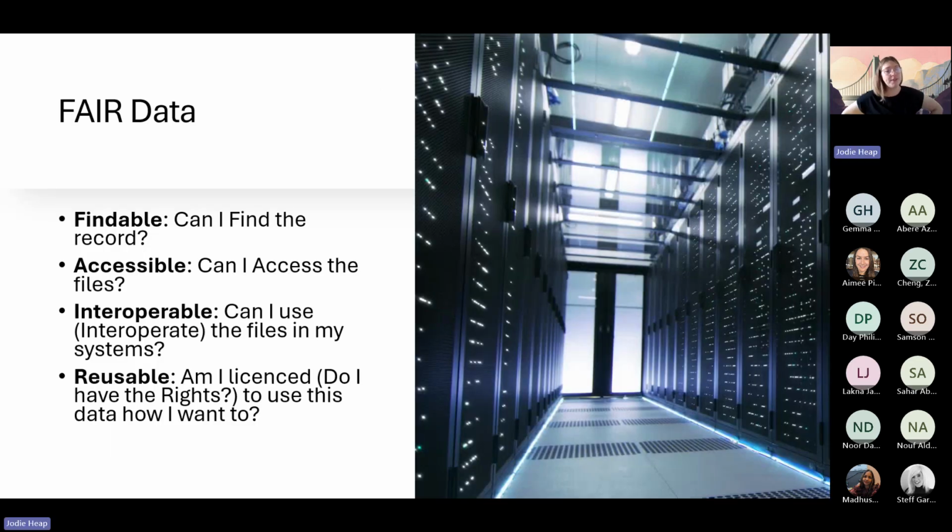Oh, I should have moved this slide forward. That'll teach me. Have you guys heard of FAIR data before? Give me a thumbs up if you have. Yeah, okay, one or two people.